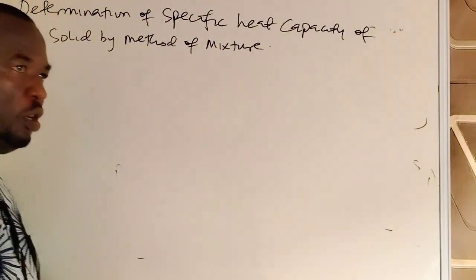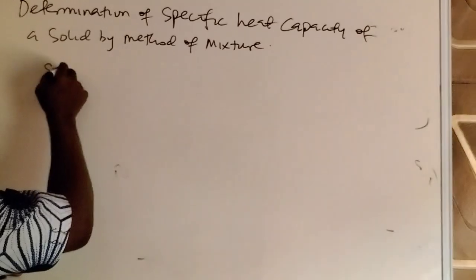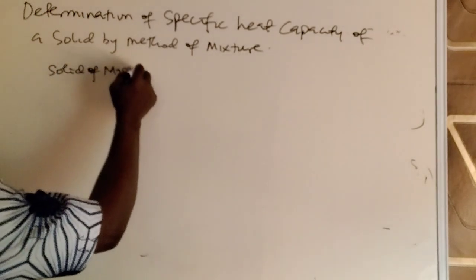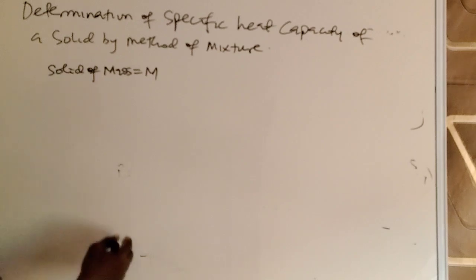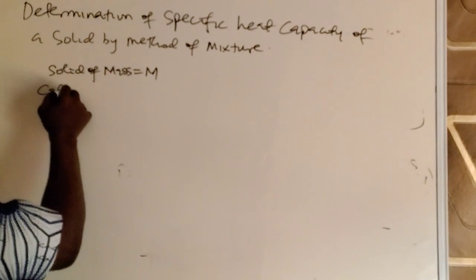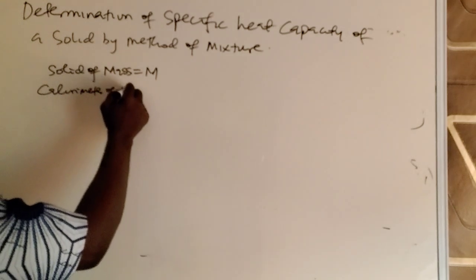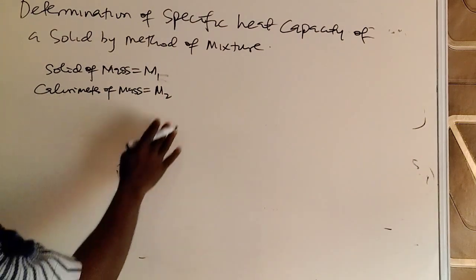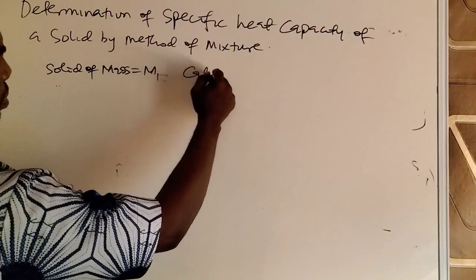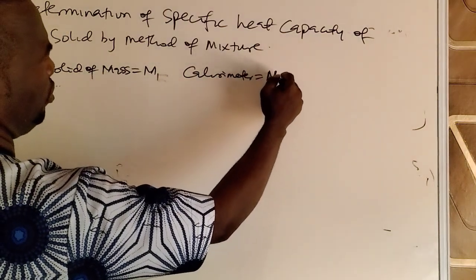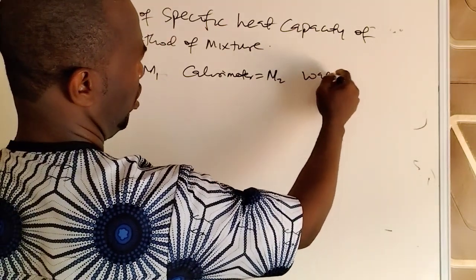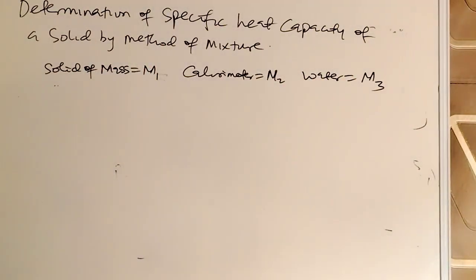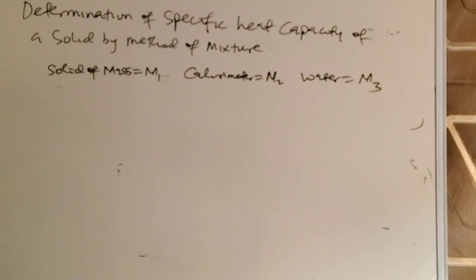To do this, we need a solid of known mass. So have a solid of mass, let me say M1. We need also a calorimeter of mass M2. Let me write it side by side: calorimeter mass M2. We need water also, of mass M3. Having done that, we also need other things like a heater, a thermometer and a stirrer. So these are the things we need for this experiment.